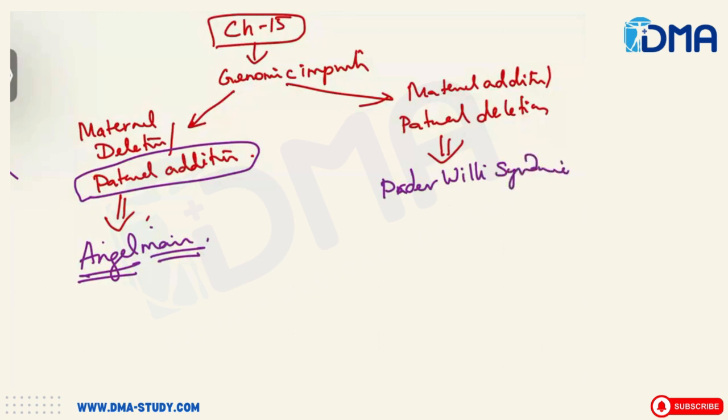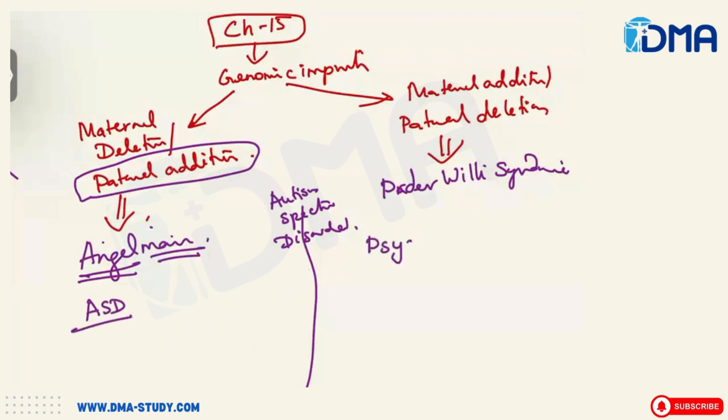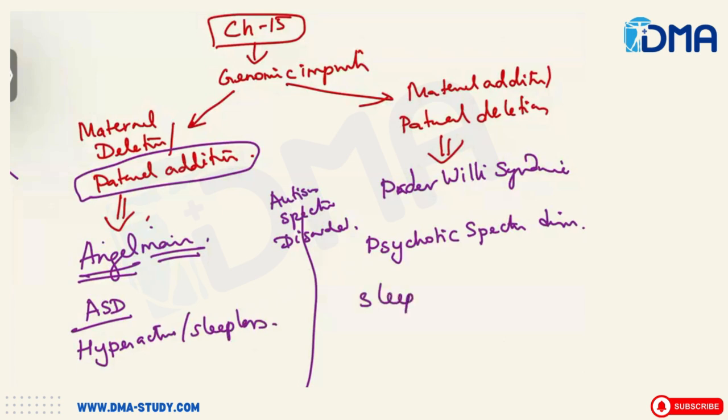What will be the clinical features of these patients? Mostly both will be in the autism spectrum range. Angelman will be more of an autism spectrum disorder, and Prader-Willi will be a psychotic spectrum disorder. Angelman patients will be hyperactive and sleepless, whereas Prader-Willi will be always sleepy, very inactive. These are the main differentiating features that you have to know. And Angelman is called the happy puppet syndrome.